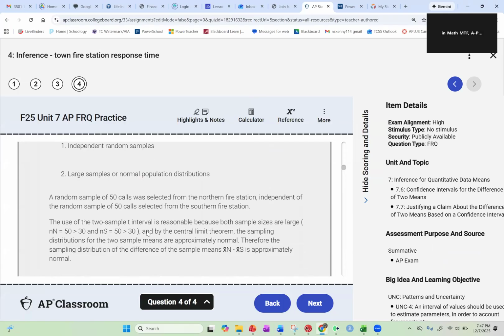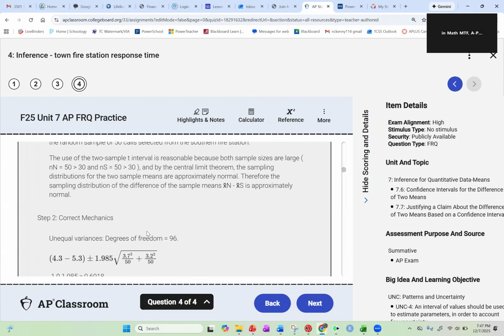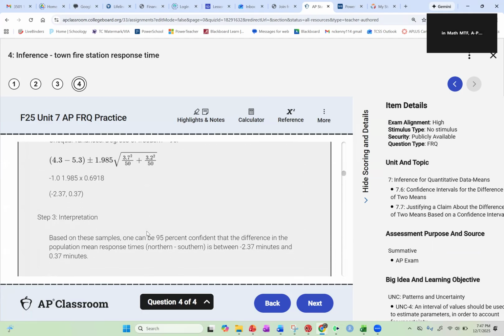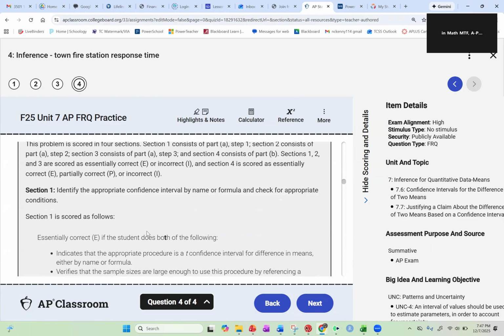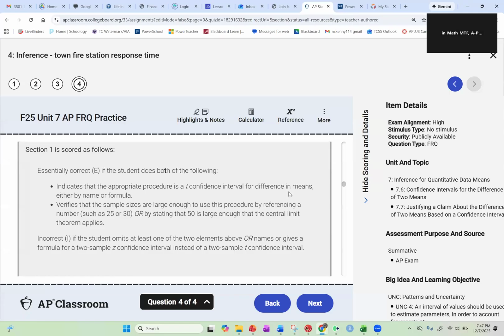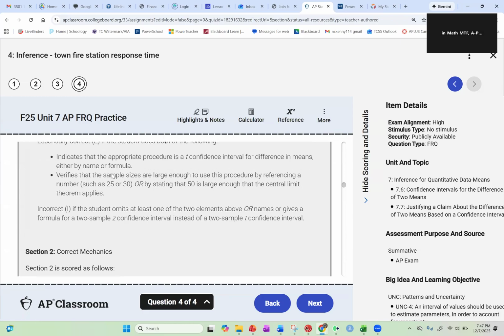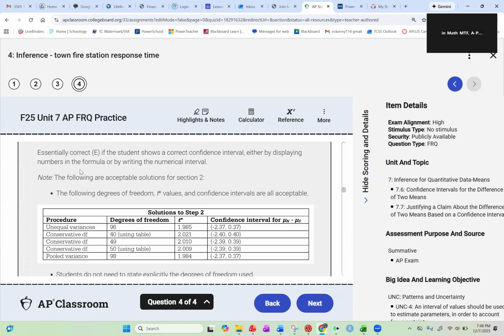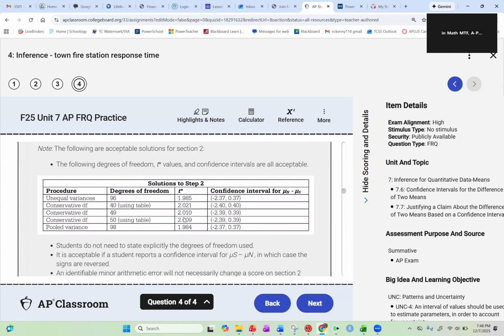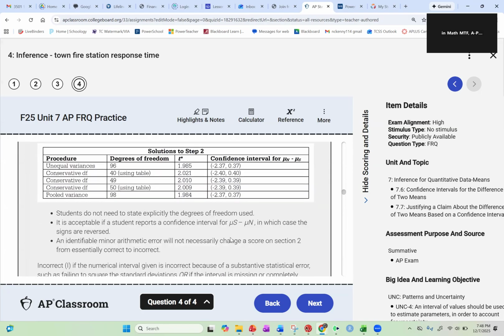Conditions: independent random samples, large samples. 95% confidence. The confidence interval for a difference in means, either by name or formula. Got that. Notice your formula can cover it a lot of times. I would recommend just doing both, let them inform each other. Sample size is large enough. Shows a correct confidence interval by displaying numbers in the formula or by writing the numerical interval. You'll see lots of options here, but just use your calculator to run it through. You didn't have to report the degrees of freedom, but you did need the t.